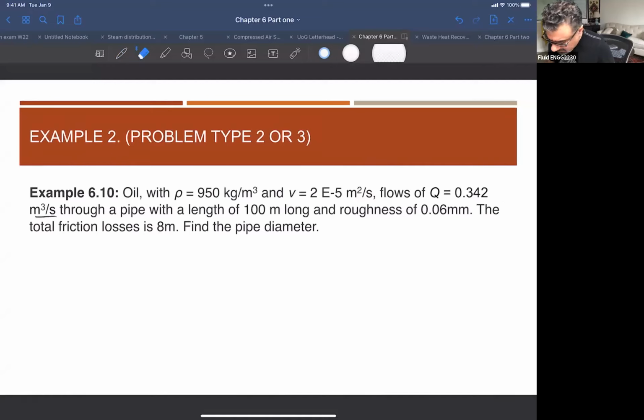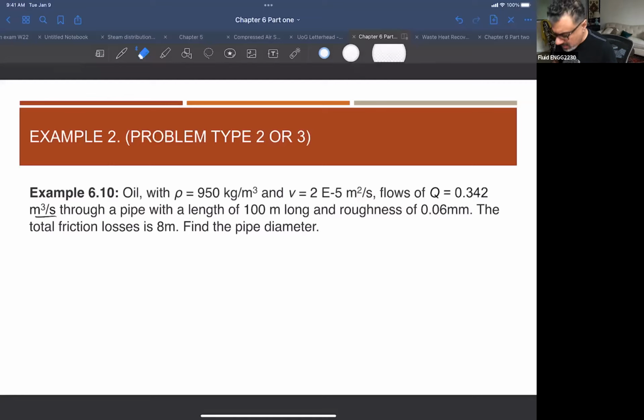Okay. So the pipe has a length of 100 meters. So I know the distance between the 2 points in this pipe, or the pipeline length, is 100 meters long, and the roughness of this pipe is 0.06. And if you remember, roughness is related to the material and the finish or manufacturing of this material. Now the total friction losses is given here as 8 meters. He's asking you to find the pipe diameter.